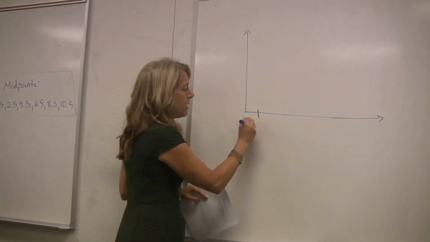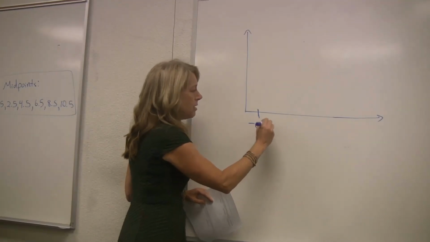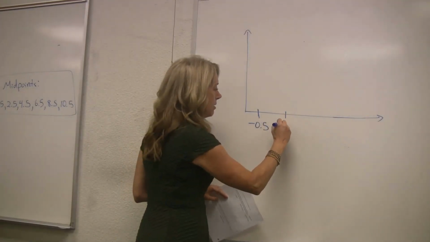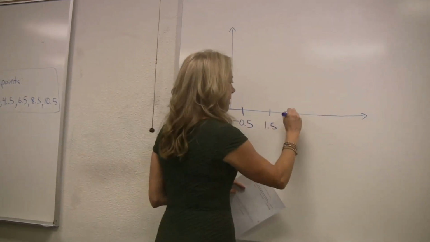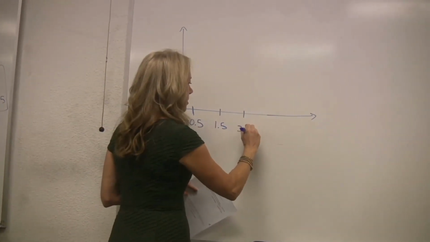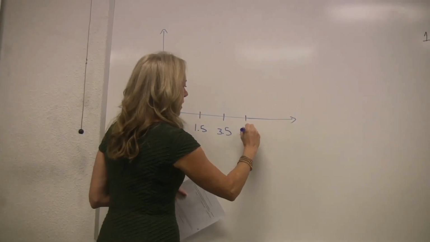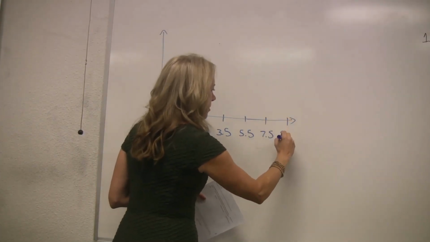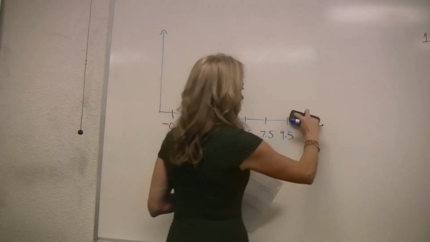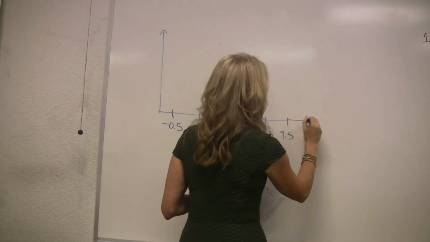So I'm going to put negative 0.5 here. The next one is 1.5. I forgot which one of my boundaries now. Listing all my boundaries, 3.5, 5.5. How far do I have to go? 11.5? Yes.